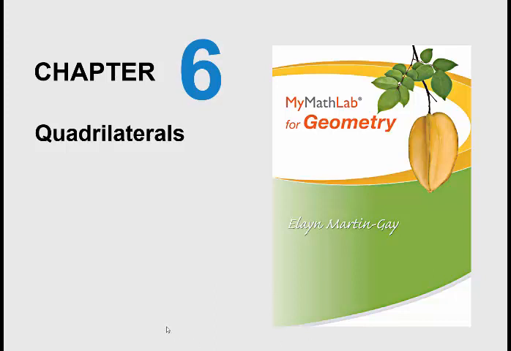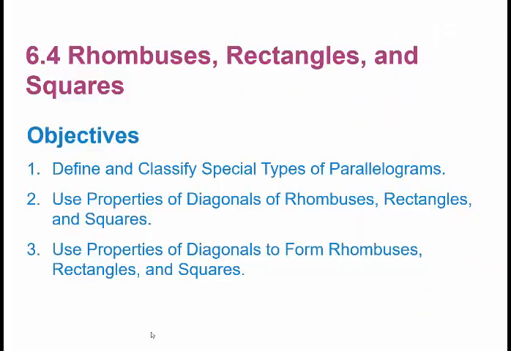Hi class, we continue our study in chapter 6 talking about quadrilaterals by now moving into section 6.4. And section 6.4 is about rhombuses, rectangles, and squares. So we have three objectives in this section. First is we want to define and classify special types of parallelograms. We want to use properties of diagonals of rhombuses, rectangles, and squares. And then the third thing is we want to use properties of diagonals to form rhombuses, rectangles, and squares.